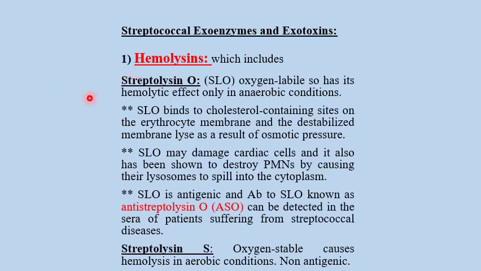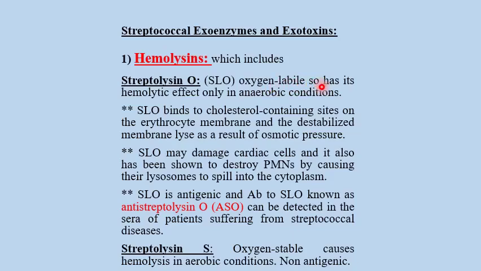Now we come to the enzymes, the hemolysins. We have two types of these hemolysins, and we name them streptolysin O and streptolysin S. This O stands for what? Because it is oxygen labile, and we abbreviate it as SLO. It is oxygen labile, so it has its hemolytic effect only in anaerobic conditions. There must be no oxygen for it to be active.